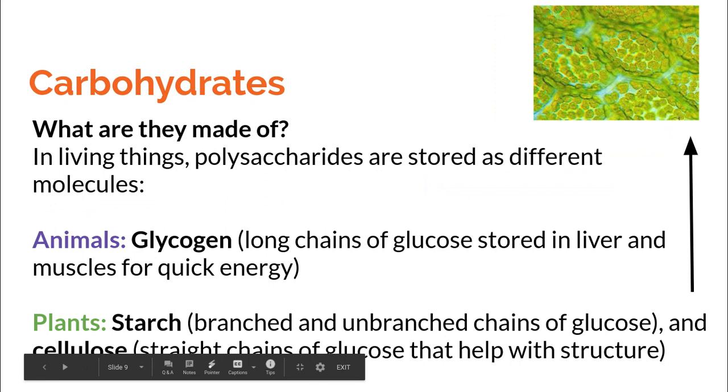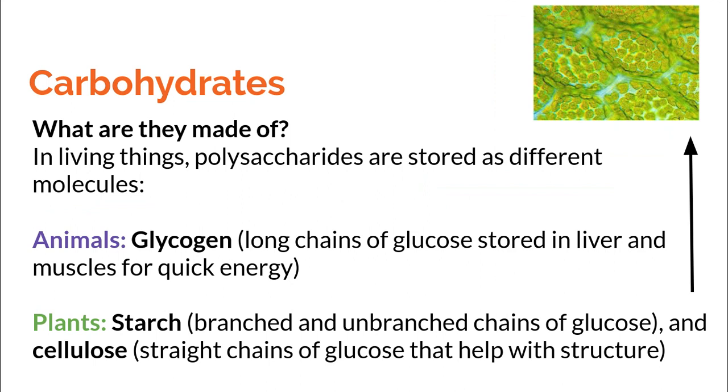Taking a look at some examples of different polysaccharides, these big carbohydrate molecules, we have them stored in different ways depending on the living thing. In animals, we create these polysaccharides called glycogen. Glycogen is long chains of glucose that are stored in the liver and also in your muscles to provide quick energy when you need it. So again, if you're about to run a race and you need to sprint, your body is going to use that glycogen to release energy and keep you moving.